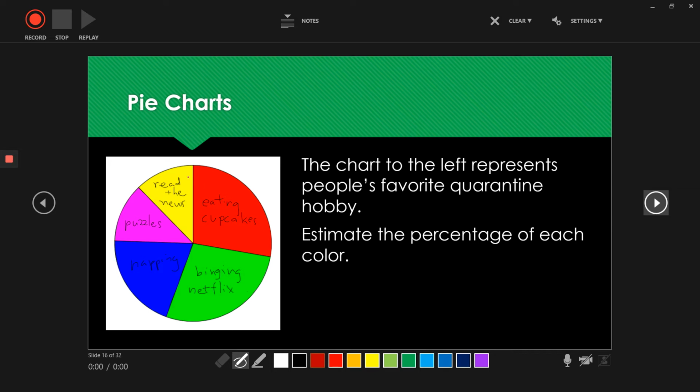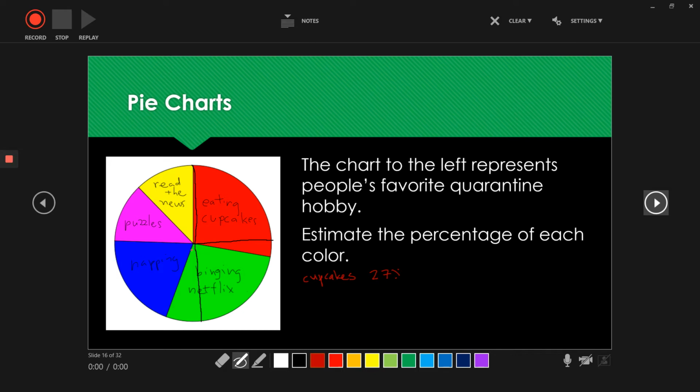All right, so if you're thinking about how much each one represents, imagine if you could cut this in half, that'd be like 50%, right? And if you went like this, that'd be like 25%. So it looks like eating cupcakes is a little bit more than 25%, right? So for cupcakes, we could estimate maybe like 27%, right?